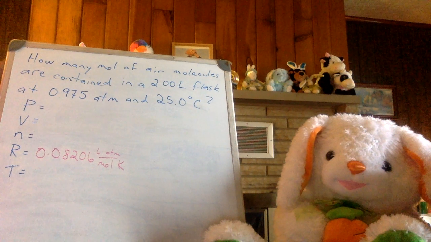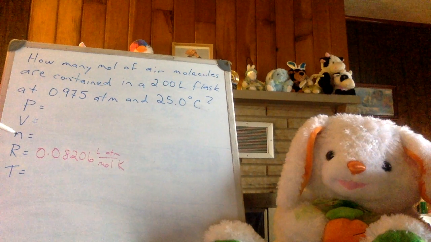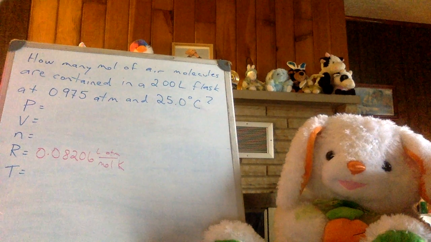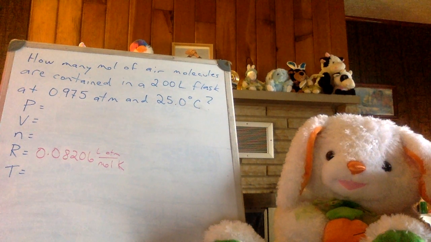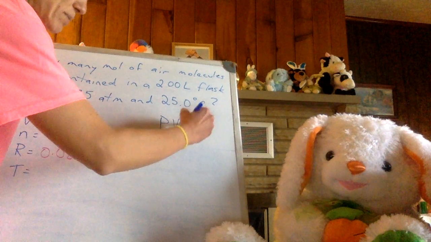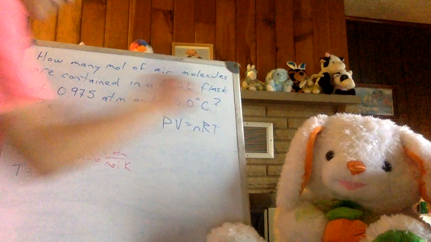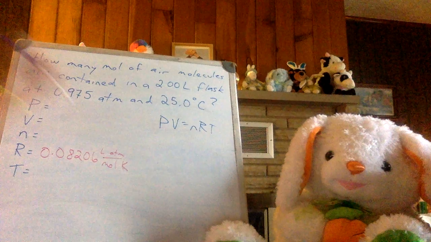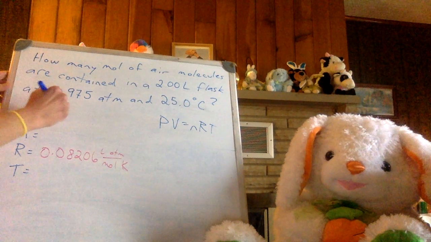How many moles of air molecules are contained in a 2-liter flask at 0.975 atmospheres and 25.0 degrees Celsius? The first thing I know is that R is always the same: 0.08206 liter atmosphere per mole Kelvin, and the equation I'm going to use is definitely PV equals nRT because I've got moles, liters, temperature, and pressure in atmospheres.